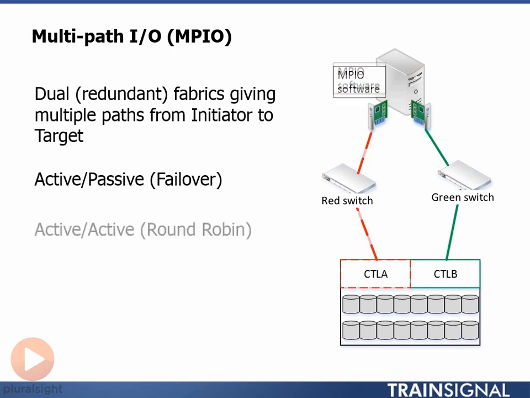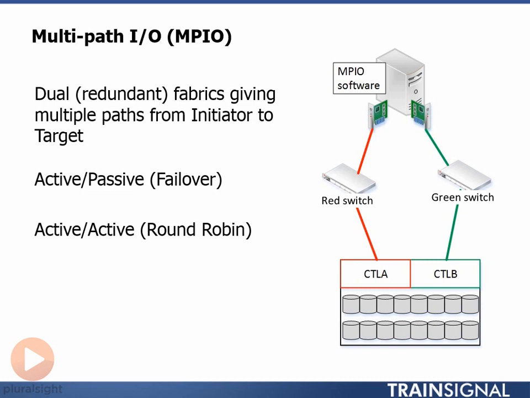Now, active-active, sometimes called round robin, is where both paths, green and red, are active at the same time for a single volume. This allows the I/O to be evenly balanced across both paths. This mode of operation obviously requires a storage array with true active-active controllers, where multiple controllers can own and write to a single volume concurrently.